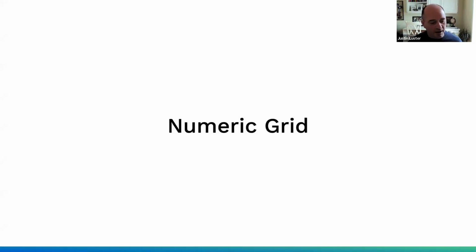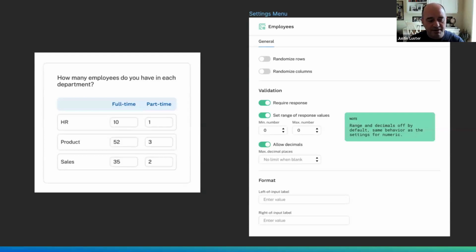Okay, so we are starting work on what we call the numeric grid. This is a grid question where you can have numeric input. So here on the left, you can see a lot of input boxes across the rows, HR, product sales, and column, full-time, part-time. You enter in numbers in a grid format. And on the right is kind of our plans for how the interface will look. You'll be able to have decimals.